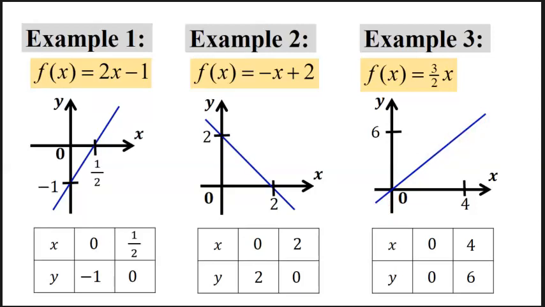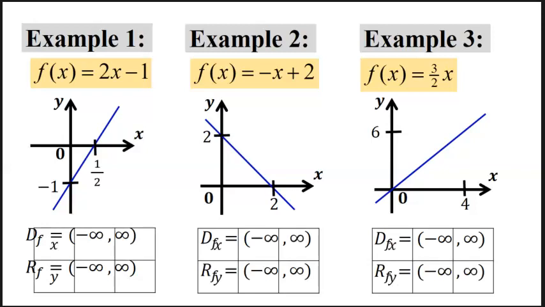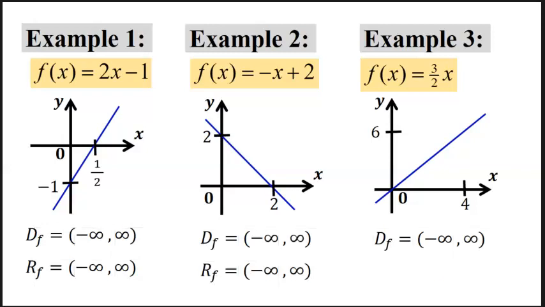Now, for each of the examples, let us see what the domain and range are. In example 1, the domain of this graph is negative infinity to infinity, as it covers every single x value on the Cartesian plane, as you can see. For the range, it covers every single y value. Similarly, for examples 2 and 3, the domain and range happen to be all real numbers.